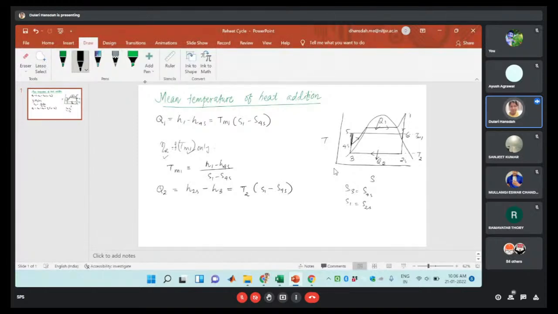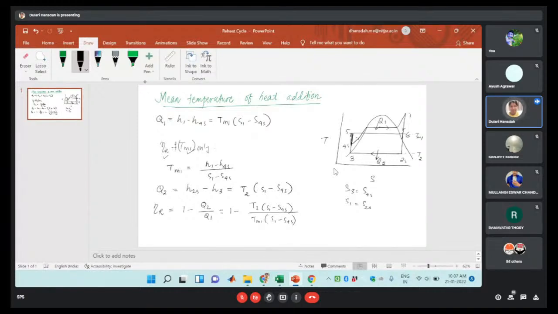Now I can write the Rankine cycle efficiency. The Rankine cycle efficiency, eta, is equal to 1 minus Q2 upon Q1. This equation we always use in the case of a heat engine. So it is equal to 1 minus, in place of Q2, T2 into S1 minus S4s, and in place of Q1, Tm1 into S1 minus S4s.